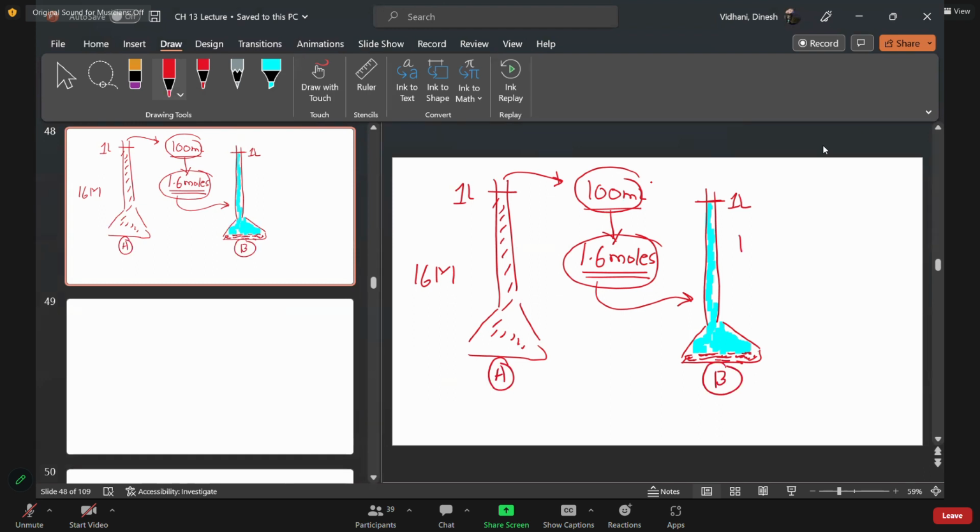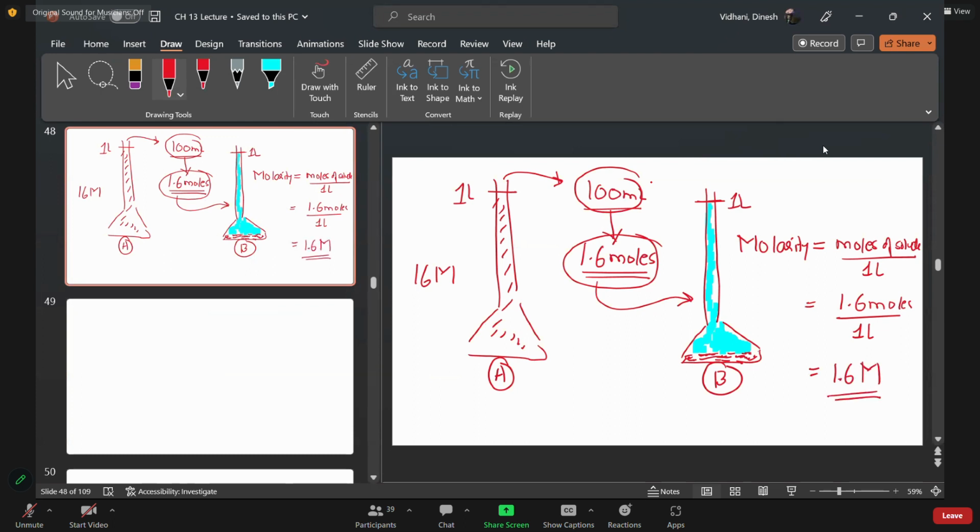So now when I calculate the molarity, that's going to be moles of solute divided by 1 liter of solution. So that's going to be 1.6 moles divided by 1 liter solution. So now you are looking at the molarity, which is 1.6 molar solution. This method is called the dilution method. And this solution, we call it stock solution.